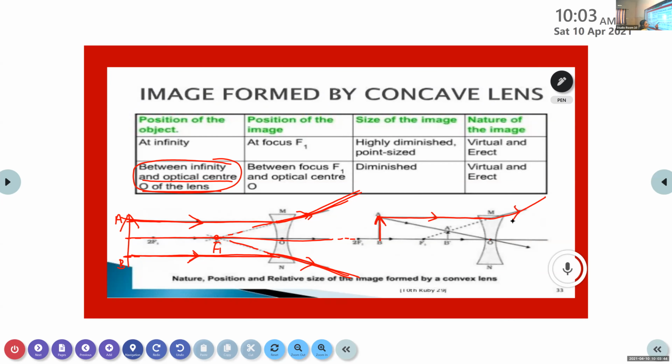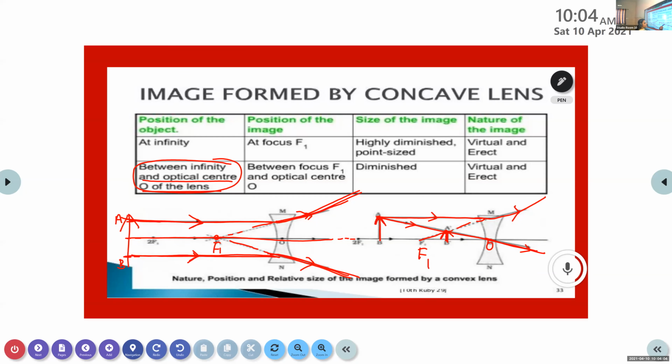Then the second ray of light that is passing through the optic center, after the refraction, emerges through the same point without any deviation. So these two rays of light coincide here. So we get the image here, that is between F1 and optic center.